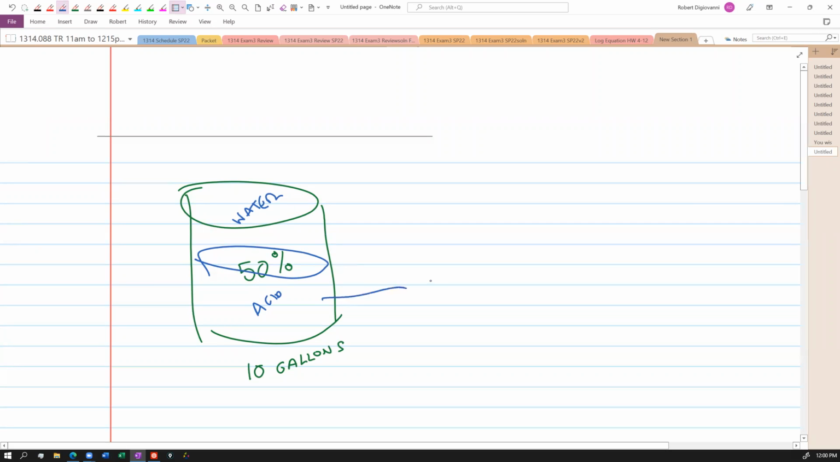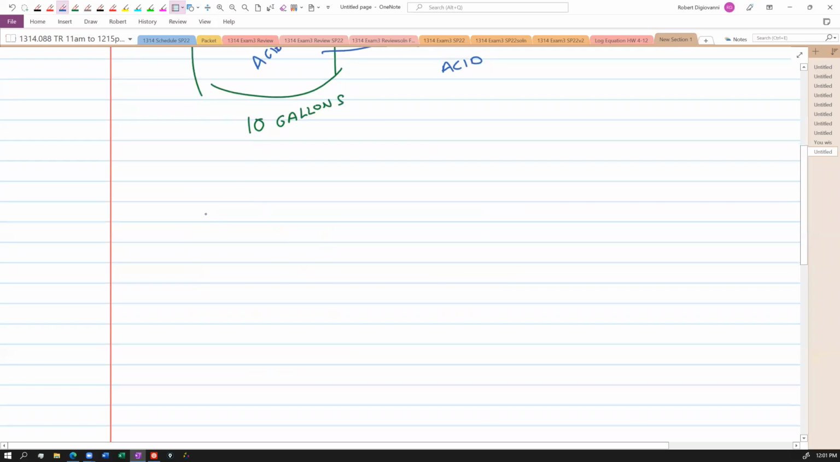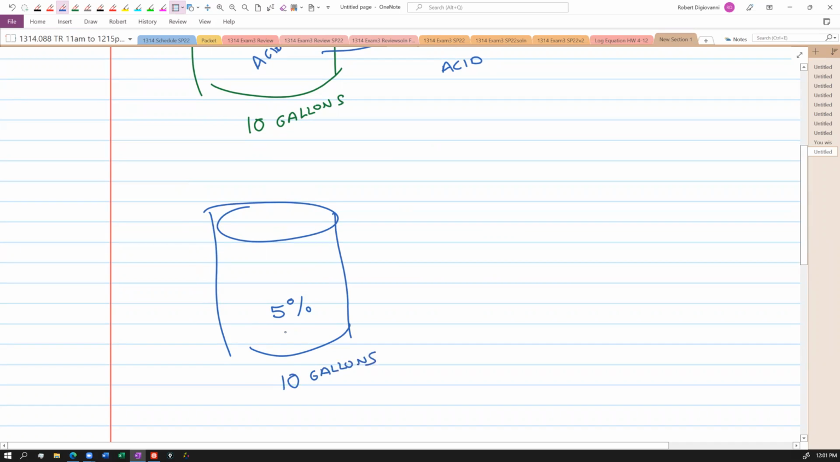From this, you would have 5 gallons of acid and 5 gallons of water. Okay, that's if it was 50-50. Let's try something else. What if I told you that it was 5%, and it was 10 gallons total, 5% acid? Then how many gallons of acid do you have now?